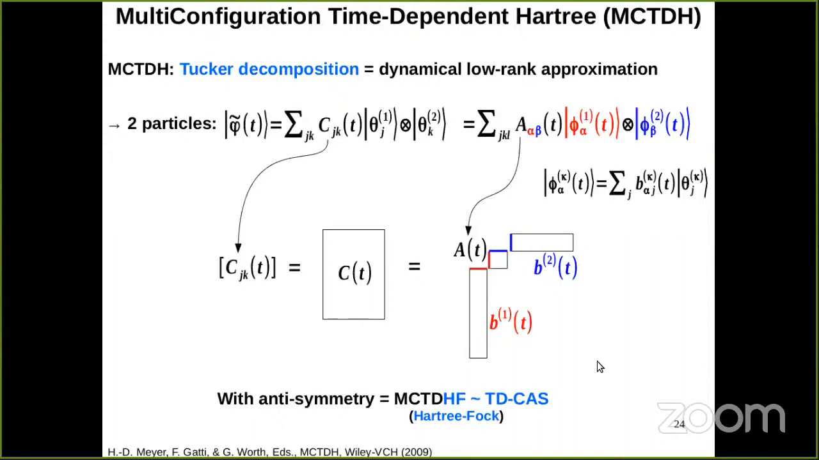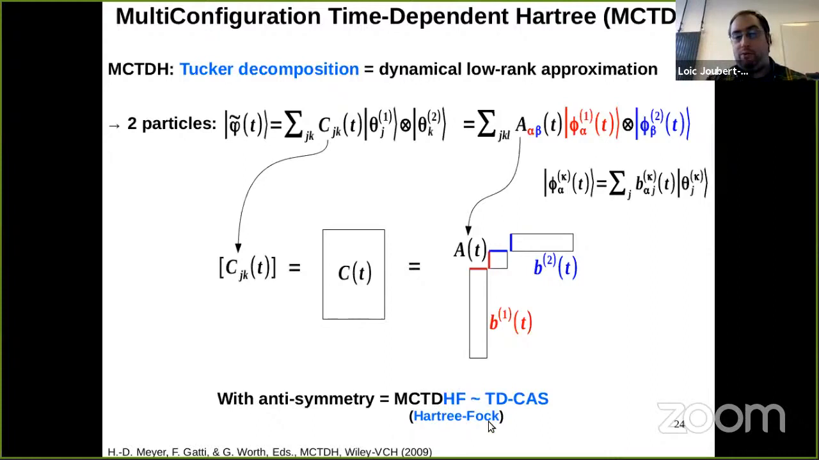If we account now for the anti-symmetry of the wave function, we need to add the F to MCTDH. So it's basically MCTDHF. And this is very similar to what the time-dependent complete active space method is doing. But here I am advocating for the use of MCTDH, because with MCTDH you can have even more flexibility in the wave function. You can do MCTDH in cascade somehow.